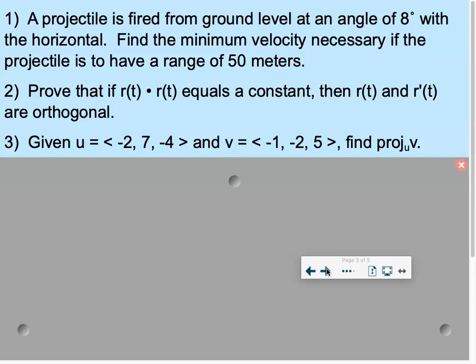Shh, quiet down, please. A projectile is fired from ground level at an angle of 8 degrees with the horizontal. Find the minimum velocity necessary if the projectile is to have a range of 50 meters. That's one I want you to really focus on. Part number 2, prove that if r dot r is a constant, then r and r prime are orthogonal, very similar to what we did in the warm-up. And then number 3 is just kind of a blast from the past to see if you remember projections.